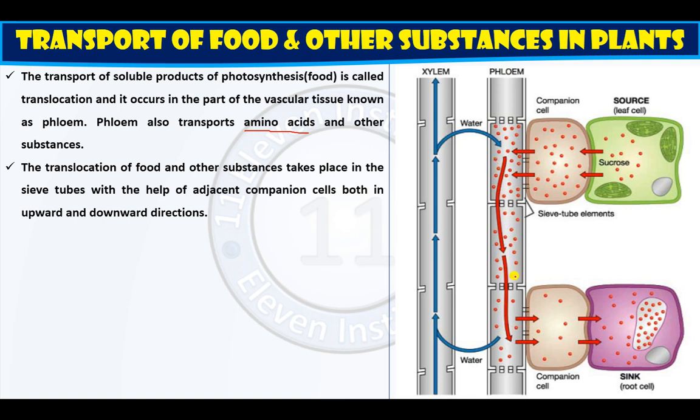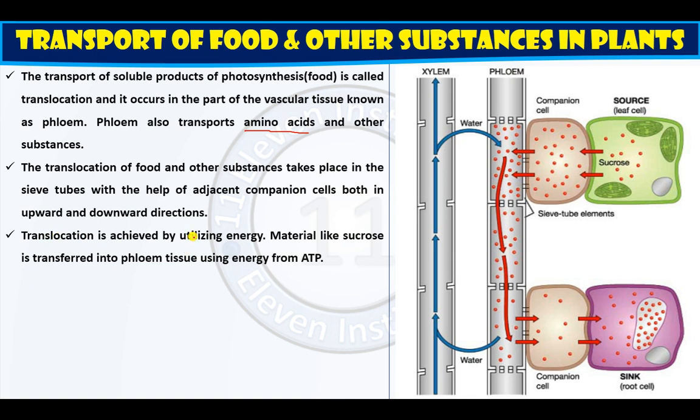So I will repeat this again. The phloem is able to translocate the food with the help of sieve tubes. You can see over here, this is the sieve tube, with the help of the adjacent companion cell, and this food can be transported in the upward as well as the lower direction. Fine.